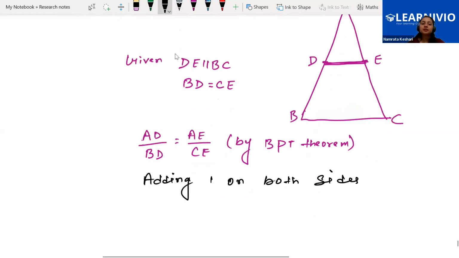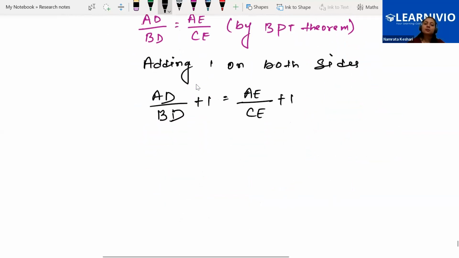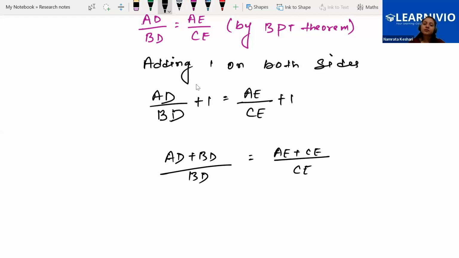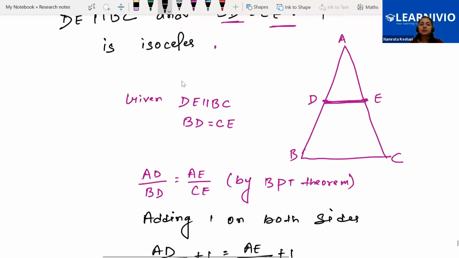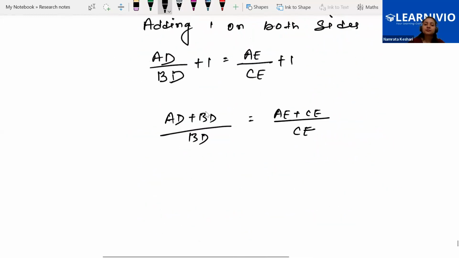We will be able to write AD by BD plus 1 is equal to AE by CE plus 1. Now we'll be having AD plus BD by BD is equal to AE plus CE by CE. AD plus BD is what? AD plus BD is AB. And the other one is AC. So AB by BD is equal to AC by CE.